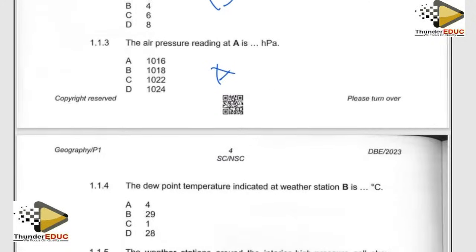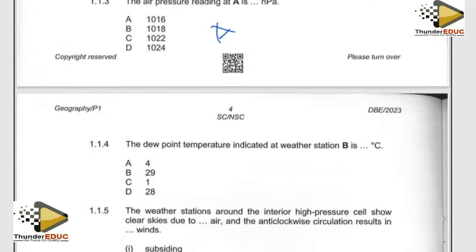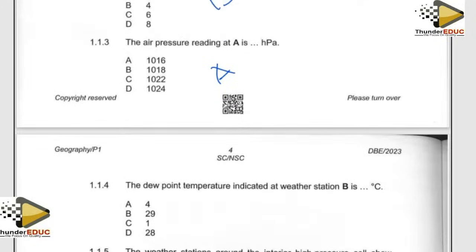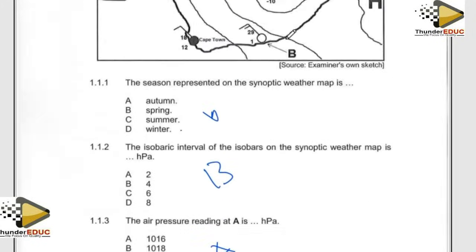We go forward to 1.4. The dew point temperature indicated at weather station B is dash degrees centigrade. We go to weather station B. The one on top is the air temperature, and the one below is the dew point temperature, which is 1. So the answer is 1, and when you check the options given, 1 is there, which is C.